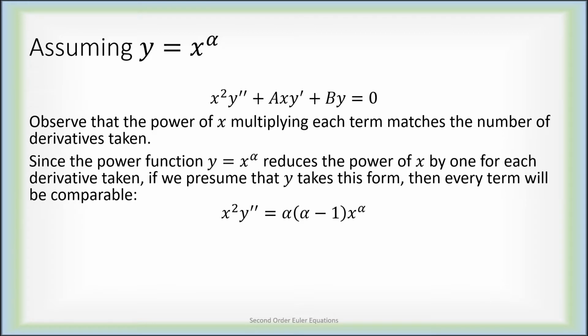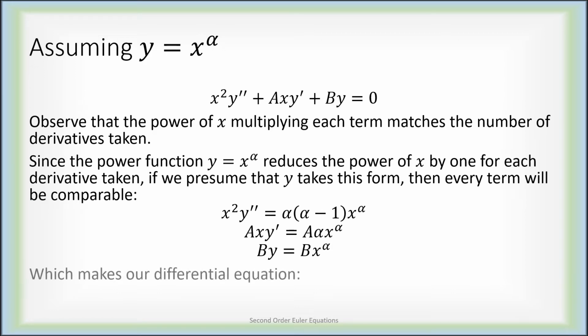So for example, if you take two derivatives, assuming y is x to the alpha, you'll get alpha times alpha minus 1 times x to the alpha minus 2. But since we're multiplying this by x squared, this returns it to x to the alpha. One derivative of y would have been alpha times x to the alpha minus 1, but since we're multiplying by an x, this returns it to x to the alpha, and y started as a power of alpha. So all of these have a corresponding factor of x to the alpha.